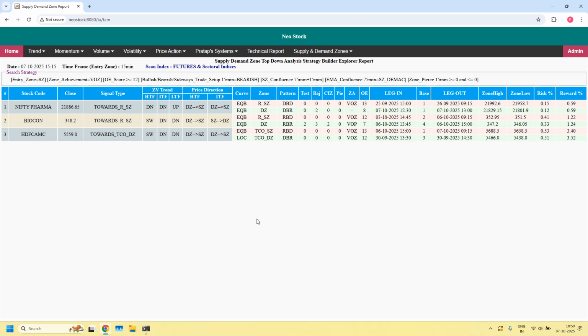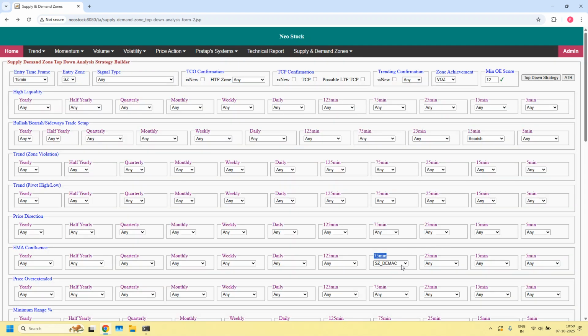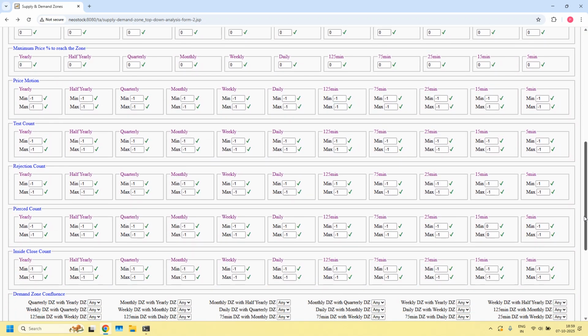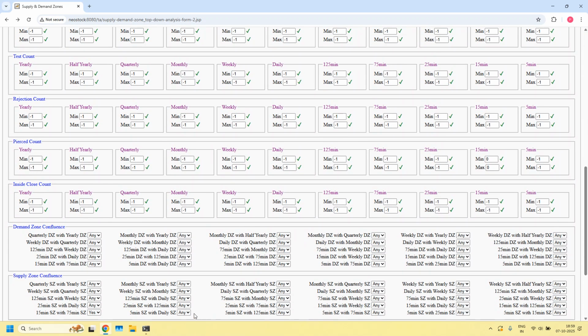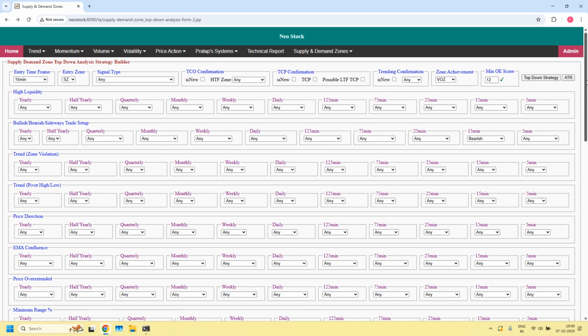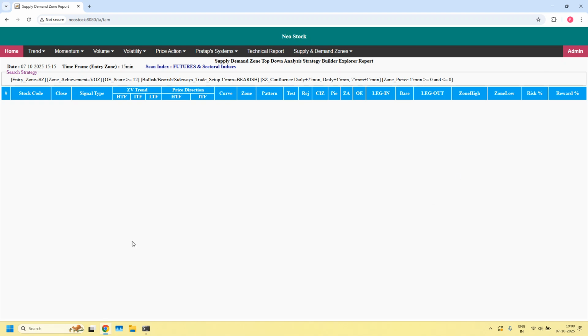Okay, next let us look into LTF, ITF and HTF supply zone Confluence supported stocks, and then HTF EMA Confluence. Removing the ITF EMA filter, in the supply zone Confluence I have to set 3 filters: 15 minutes and 75 minutes, 15 minutes and a daily, 75 minutes and a daily supply zone Confluence. By enabling all the 3 filters, we did not get any stocks. So this is about the bearish trade setup for daily income trade.